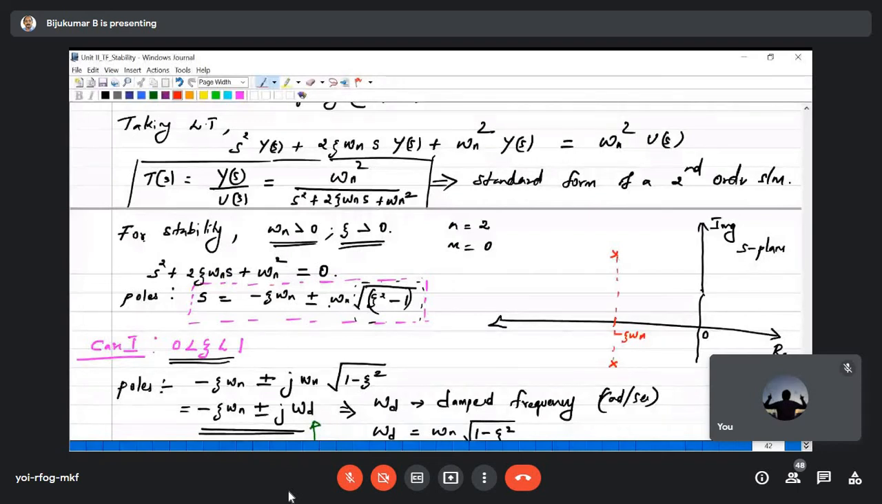So what is this value? It is plus j omega d, and what about this one? This is minus j omega d. Right? Clear? Any doubt, please ask.